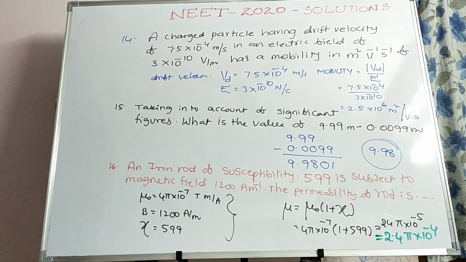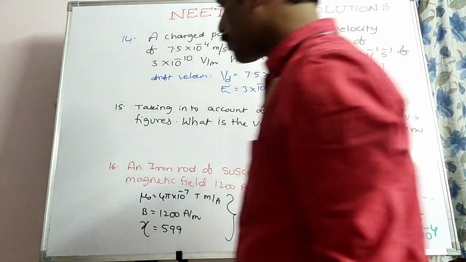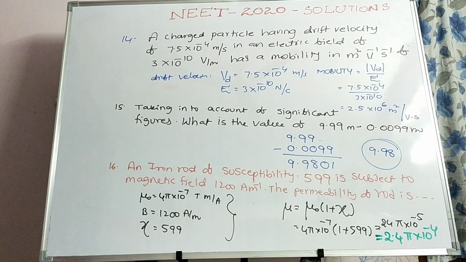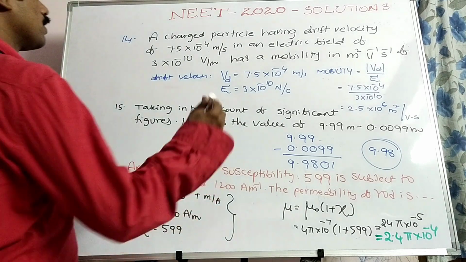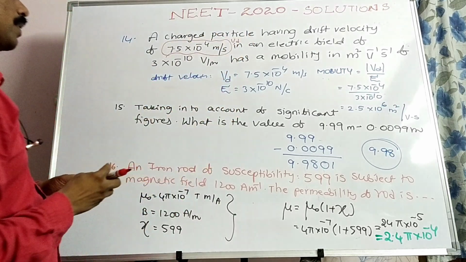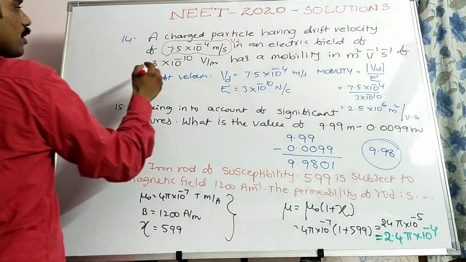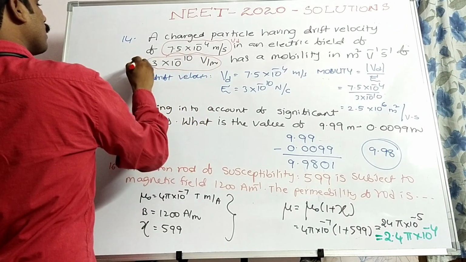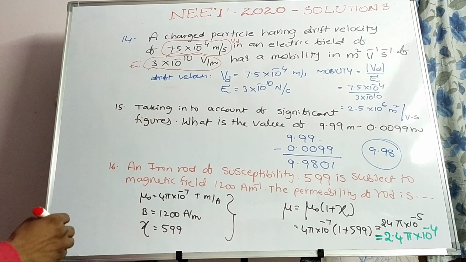Now here we have another question. A charged particle having drift velocity of 7.5 into 10 power minus 4 meter per second in an electric field of 3 into 10 power minus 2 volt per meter has a mobility in meter square per volt second. Drift velocity given Vd is equal to 7.5 into 10 power minus 4 meter per second. And electric field intensity is 3 into 10 power minus 2 volt per meter, or Newton per coulomb, no problem. Volt per meter, no problem.